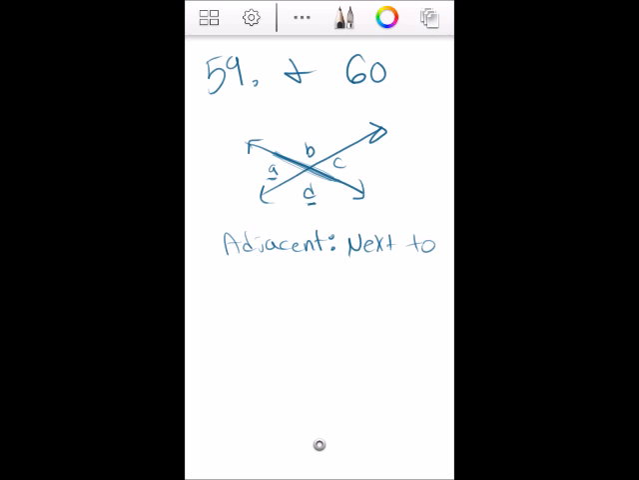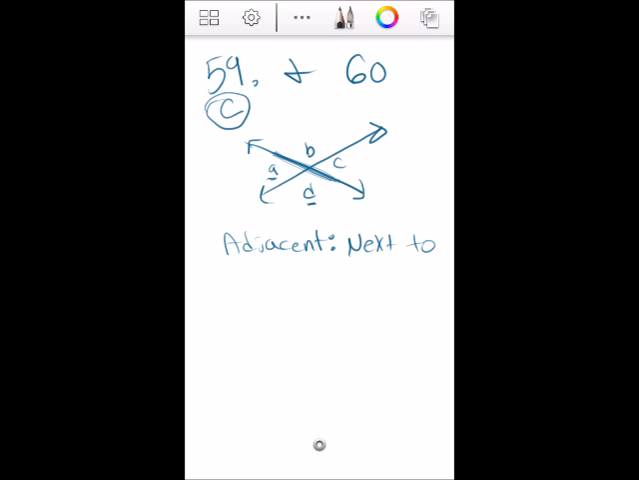C says they're complementary. B said they're supplementary. They can't be supplementary and complementary. You only get to be one. Choose one. We already said that they make a straight line, so they're supplementary. So 59, the answer choice for what they're not, is that they're not complementary.